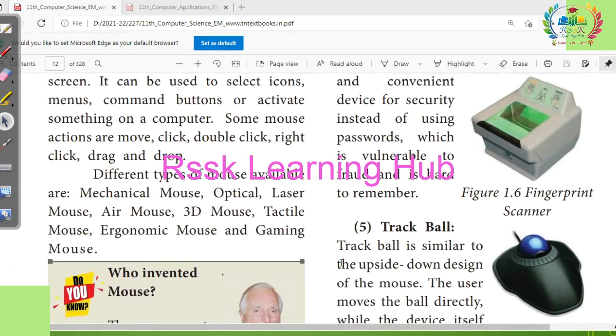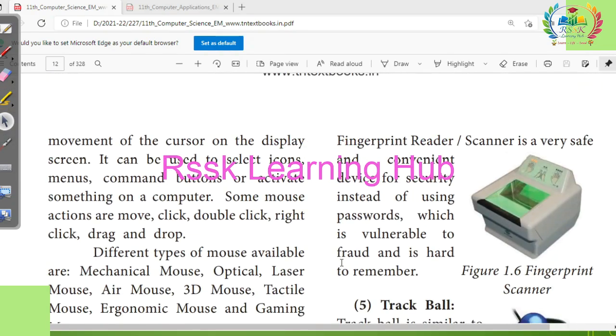This fingerprint is very safe compared to other methods, and for security, it is used instead of your password, which is vulnerable to fraud and hard to remember. This is fingerprint matching.